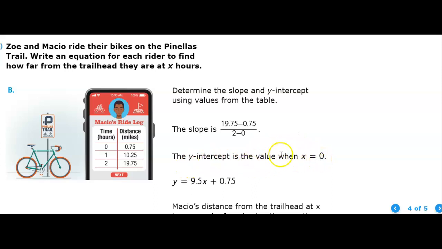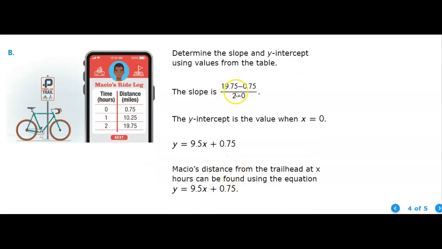The y-intercept is the value when x is 0. So the x is 0 here, so our y-intercept is 0.75. And then the slope is what we did here, and that equals 9.5. So Masio's distance from the trailhead at x hours is 9.5x plus 0.75.